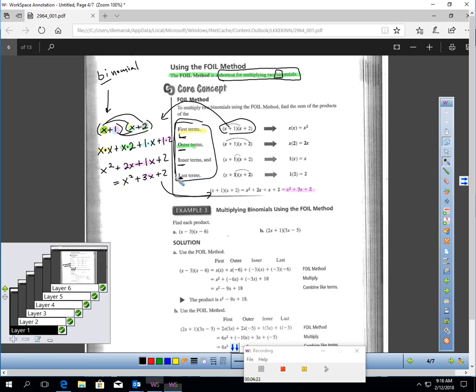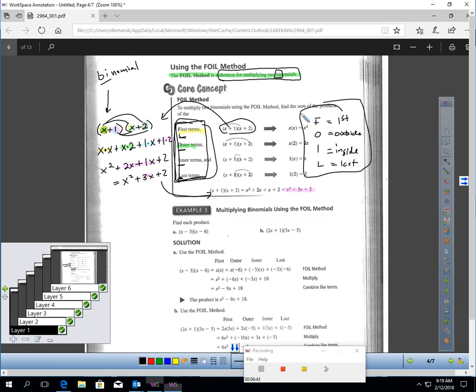So FOIL means first, outside, inside, last. You probably ought to write that down. That'd be a good audit question. First, outside, inside, last. Okay? So, again, I would say that we should at least know that, but when you double distribute, you're FOILing.